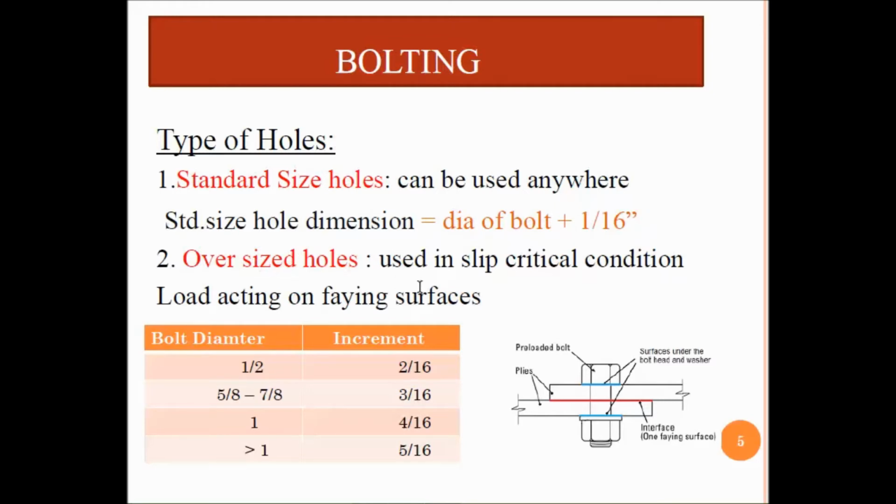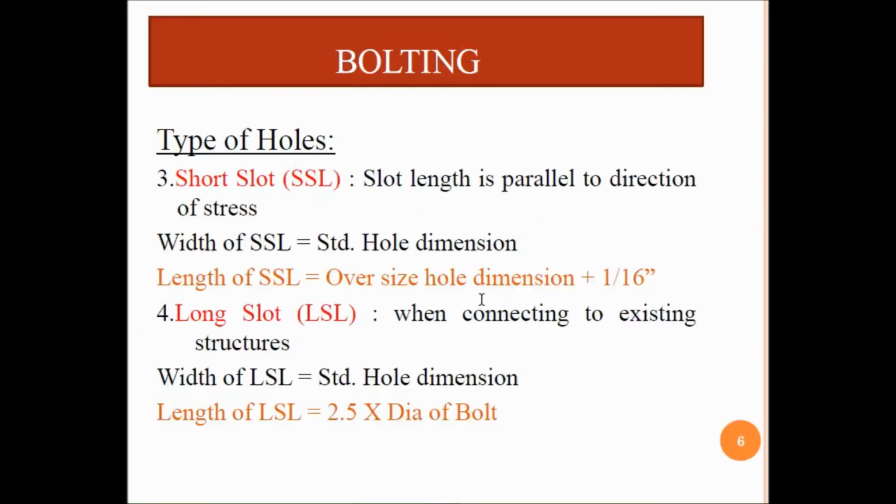Oversized holes are used in slip critical conditions, where the load is acting on faying surfaces. Faying surface means, as we can see here, the interface where both plates are going to join. In this condition, we are going to use oversized holes. These are used in slip critical conditions.